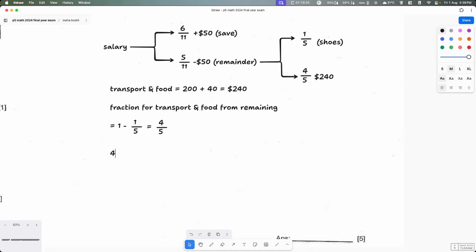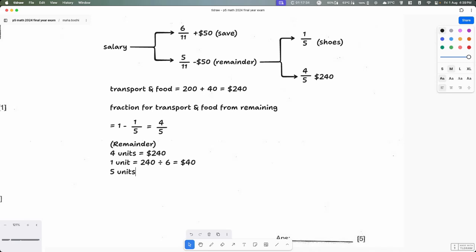units. So transport, I will say 4 units is equal to $240, sorry, this is the remainder, I just want to take note of that. So 4 units equal to $240, and then 1 unit is equal to 240 divided by 4. Then the total units is 5 units.